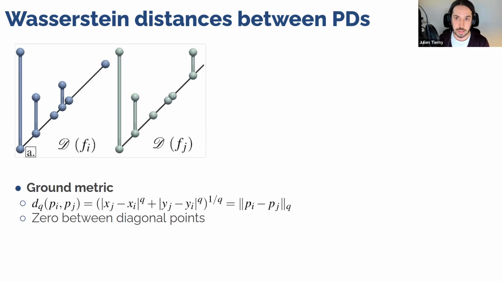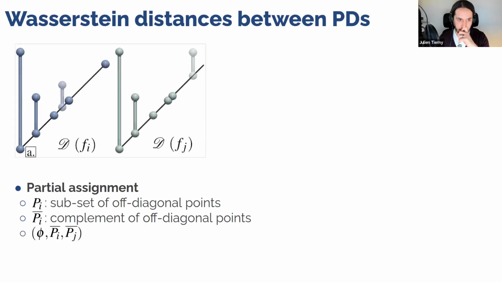So for this, we need to introduce the ground metric, and what is typically taken is the LQ norm. And we'll consider that the distance is 0 if both points are on the diagonal. So all of this so far is very standard. So now I will present the Wasserstein distance itself, and for that I will give a rather specific description on purpose in order to align it with the graph matching literature that we will review next.